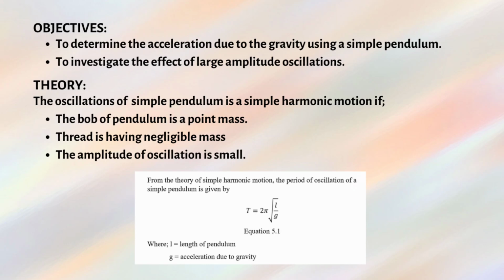There's a little bit of theory about this experiment. The oscillation of a simple pendulum is a simple harmonic motion if the bob of the pendulum is a point mass, the string has negligible mass, and the amplitude of oscillation is small. From the theory of simple harmonic motion, the period of oscillation of a simple pendulum is given by equation 5.1, where T equals 2 pi square root of L over g, where L is the length of the pendulum and g is the acceleration due to gravity.